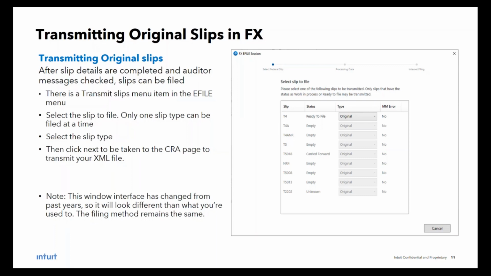So select that, and then you'll click next, and you'll be taken to the CRA page to then transmit your XML file. And then just one thing to note here is that the window interface has changed from previous years, so it will look a little bit different than what you're used to. But it's just the look that's changed. The filing method remains the same, whereby you still have to upload your XML file to the CRA website.